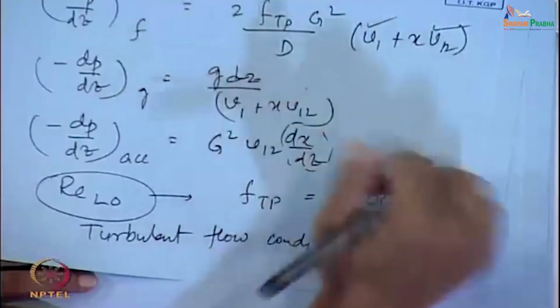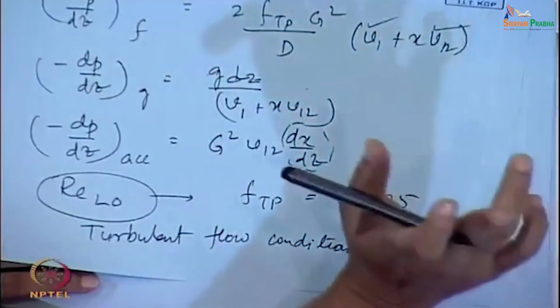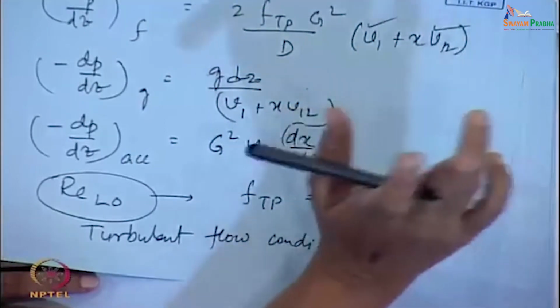Agreed? And you find that the only variable in this particular case, the thing which varies with z, is just x, nothing else varies with z. Okay. If you see the expression, you find that G square, V1, V12, nothing else varies with z, only your x varies with z, and dx dz is linear, therefore, dx dz equals a constant c. You can find out the c from heat balance equations.